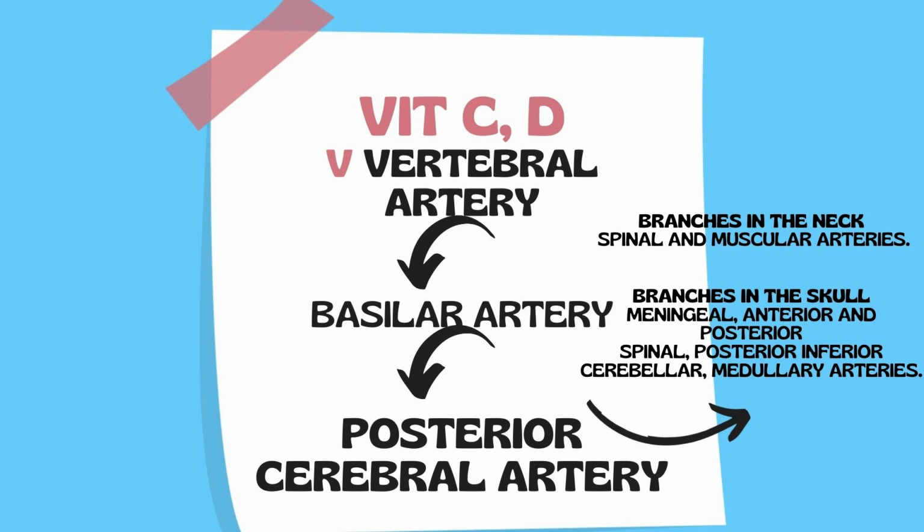The basilar artery gives off branches to the pons, cerebellum, and the internal ear, and it finally divides into two posterior cerebral arteries. The vertebral arteries give branches in the neck and also branches in the skull. There are spinal and muscular branches in the neck, and the branches in the skull are meningeal, anterior and posterior spinal, posterior inferior cerebellar, and the medullary arteries. The posterior inferior cerebellar artery is a branch of the vertebral artery, so this is important for you to remember.